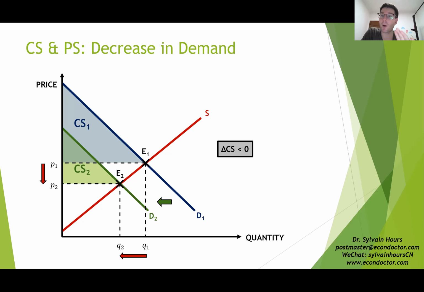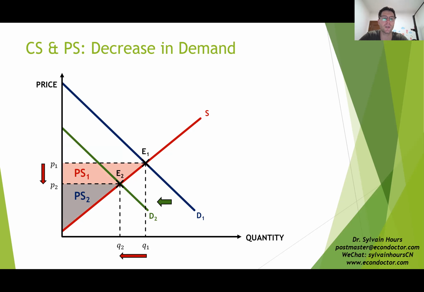For the exact same argument, you can just reverse it. Yes, the price is lower, but the quantity is also lower. But the height of the green triangle will always be smaller than the height of the blue triangle. So at the end of the day, consumer surplus will be lower, always. Producer surplus will be lower. Of course, you see that very clearly.